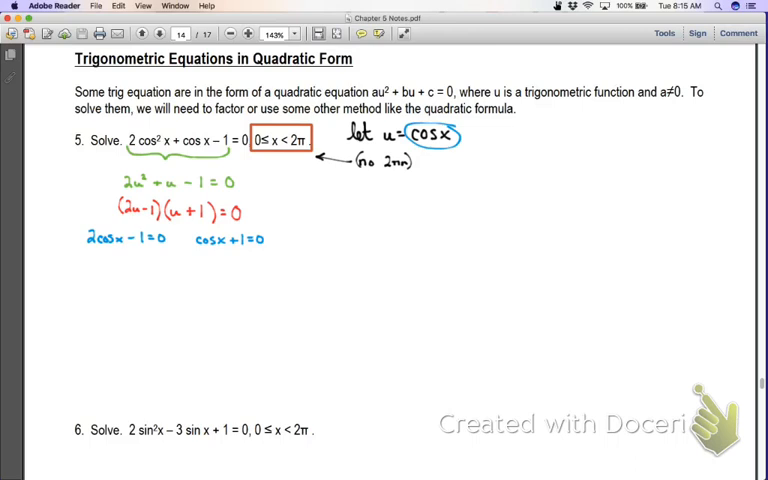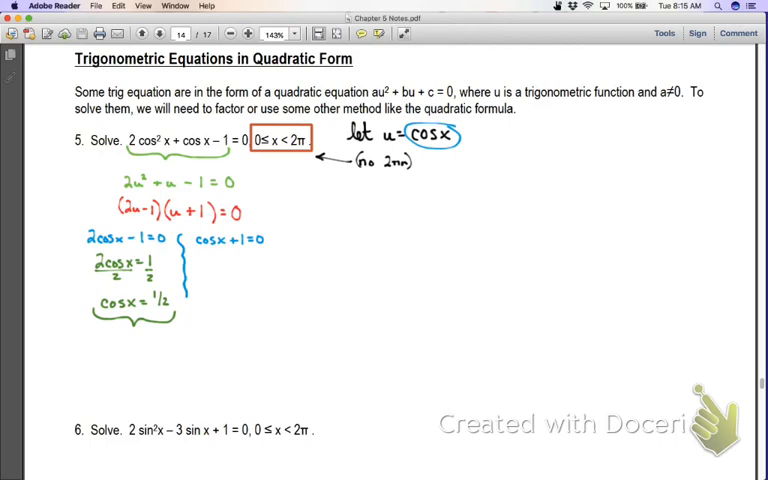From here, it's up to you. I would just do one thing at a time. So on the left side, I'm going to have 2 cosine of x equal to 1. I'm going to divide by 2. I'm going to have cosine of x equals 1/2. Now, again, how you do it and what order you do everything is really up to you. I'm going to go ahead and figure out what my values are, or when cosine of x is equal to 1/2.